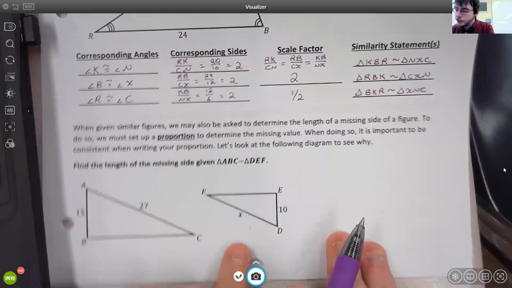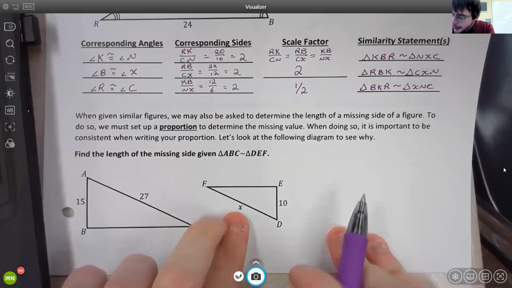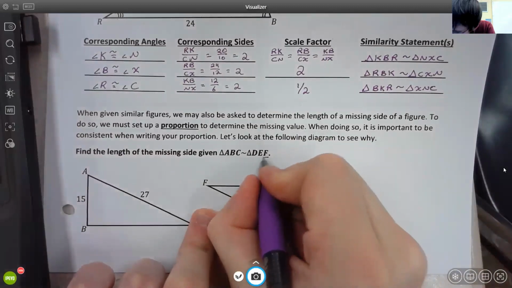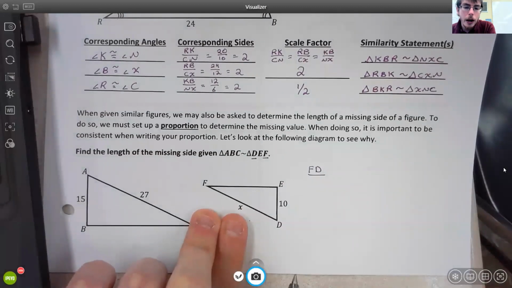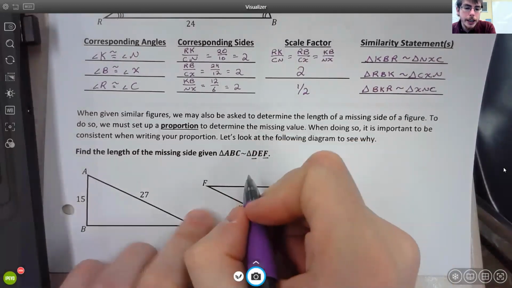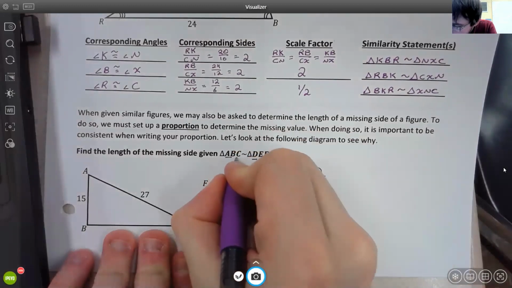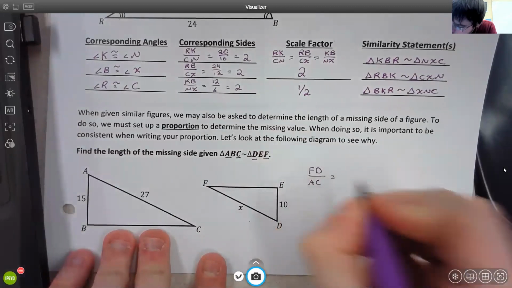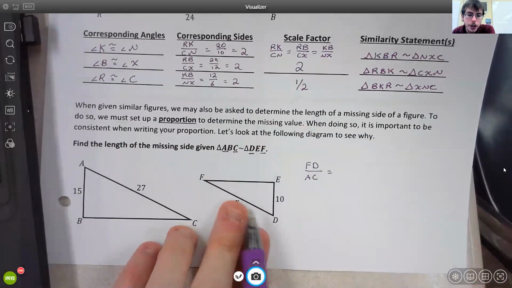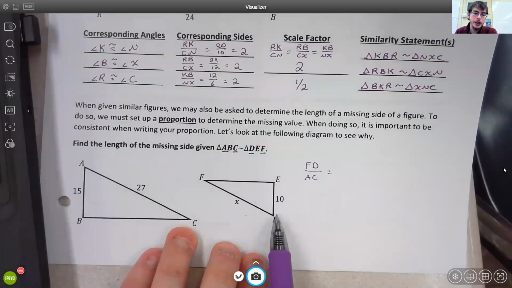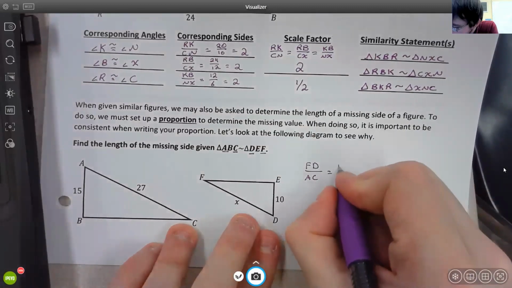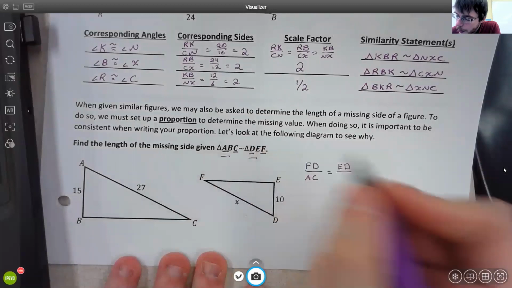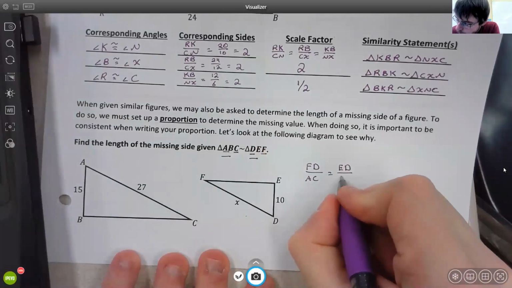So for instance, if you take X here, X is FD, and you look at your similarity statement, FD is in the first and third spots. It has to be proportional to AC because it's in the same locations. So FD has to be over AC. Then, since we started with this triangle, we have to go back to this triangle. So our other side is ED, and ED is in the first and second spots. AB are in the first and second spots here.